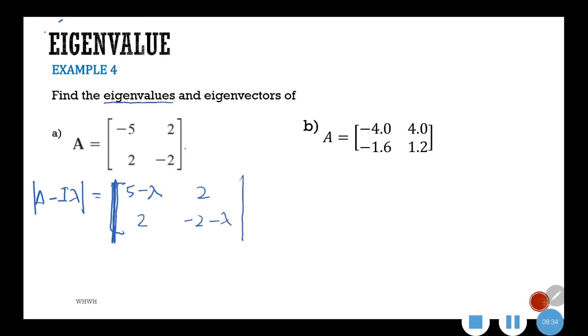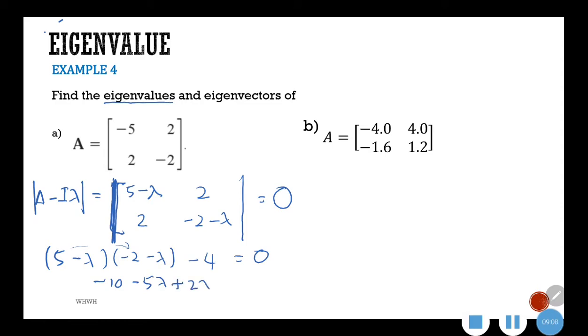Why did I do it this way? If you still couldn't figure out why, please watch my video in part 2 again, if I'm not mistaken. To solve this, it is supposed to equal 0. To solve the determinant, we cross multiply. So we have -5 minus lambda times -2 minus lambda, minus 4 equals 0. That's it, very simple. Then we multiply it out.